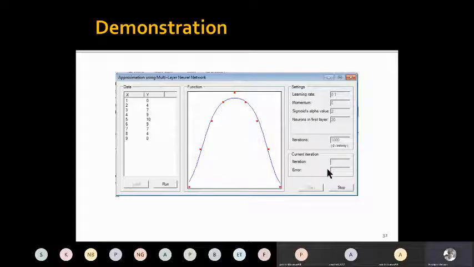So here what I am trying to do is I am running a software which executes this backpropagation algorithm, and now I am trying to load a particular data set, and then we can show you the running of backpropagation in the form of straight line fitting.